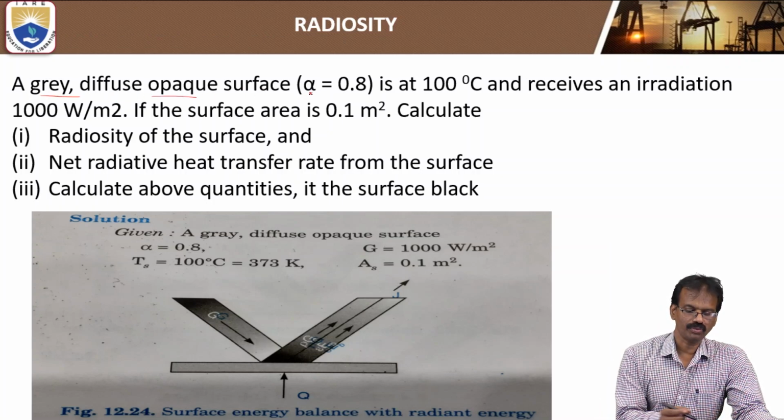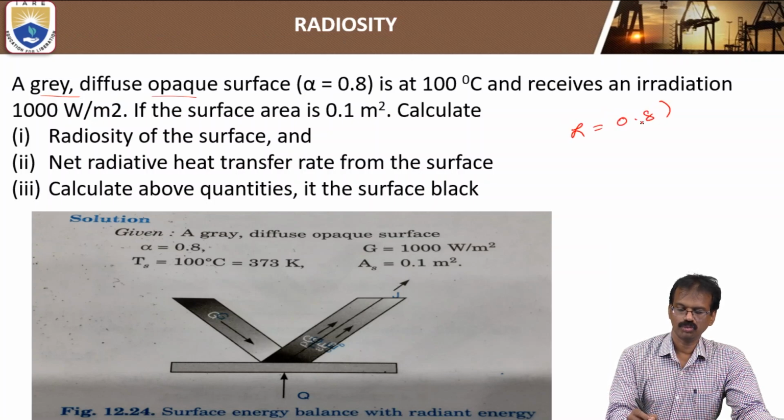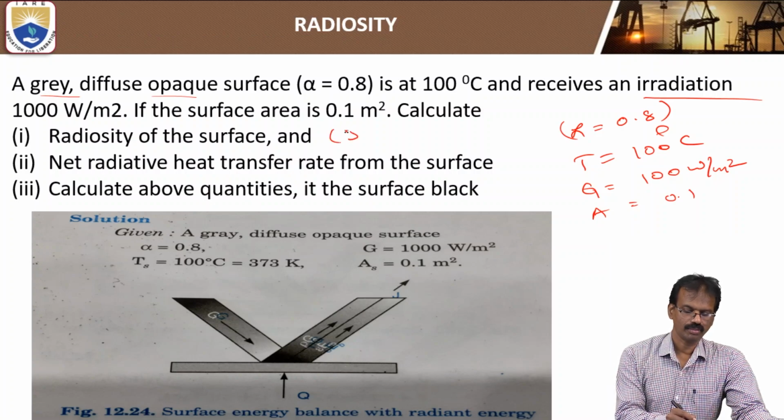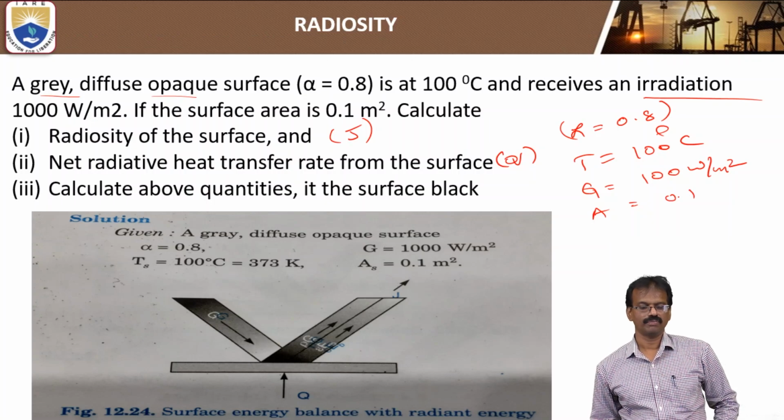A diffuse opaque surface. So alpha absorptivity is given, 0.8, and the temperature T is equal to 100 degrees Celsius. It receives an irradiation, that is G, given as 1000 watt per meter square. The surface area is also given, A is equal to 0.1. Calculate the radiosity. You have to find out the radiosity. Net radiative transfer rate, it means heat transfer rate Q, you have to find out. Calculate the above quantities if the surface is black.